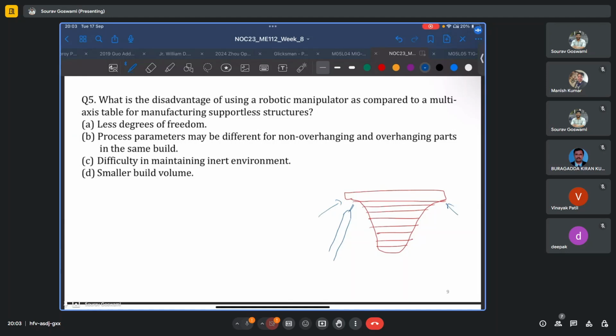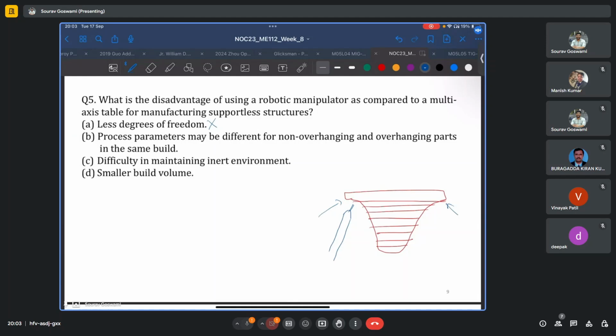Whereas in the case of multi-axis degree of freedom table, the table would have rotated and oriented itself suitably such that the overhanging region is now lying normally to gravity and there is no need for any support structures. So while both allow us to form these free-form structures, there are certain fundamental differences or advantages. Is it less degrees of freedom? No, both may offer the same number of degrees of freedom.